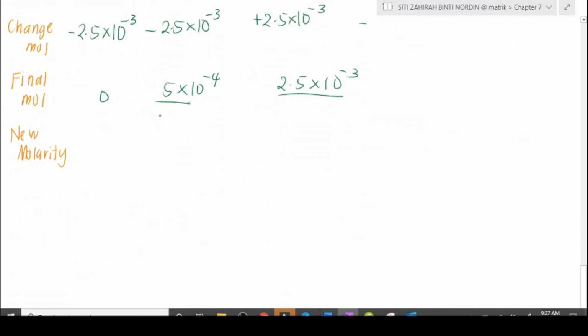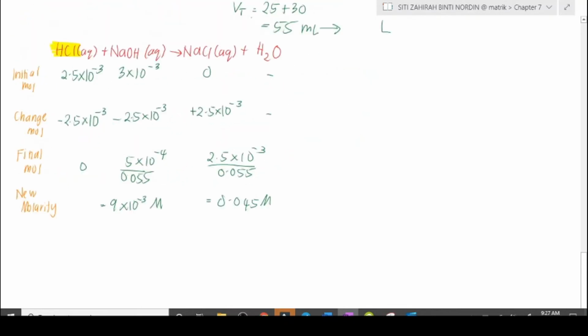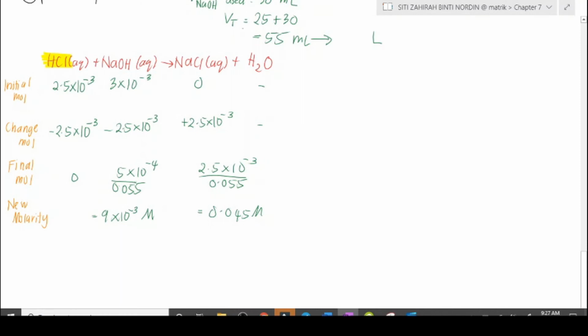So we've got 0.055. Okay, so our new molarity for sodium hydroxide will be 9 times 10 to the power of minus 3 molar. And your salt would be 0.045 molar. So what do we have in the table? We've only got the concentration of hydroxide ion from sodium hydroxide.